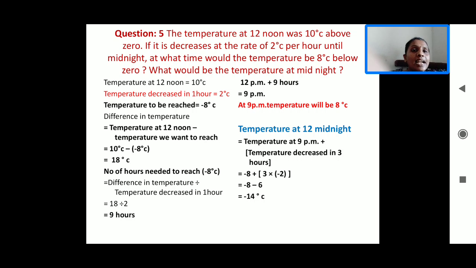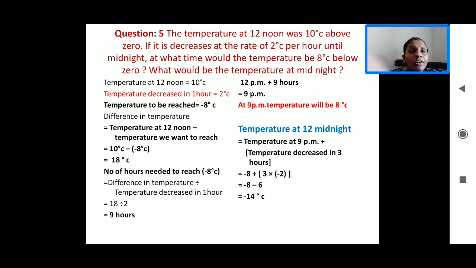So the temperature at 12 noon is equal to 10 degrees centigrade. The temperature decreases 2 degrees centigrade in 1 hour. It means in 1 hour of time, 2 degrees centigrade of temperature is decreasing. Where do we have to reach? We have to reach -8 degrees centigrade, because we have to reach below 0, 8 degrees centigrade. Below 0 8 degrees centigrade means it is minus 8 degrees centigrade.